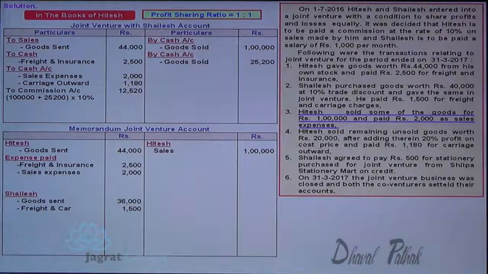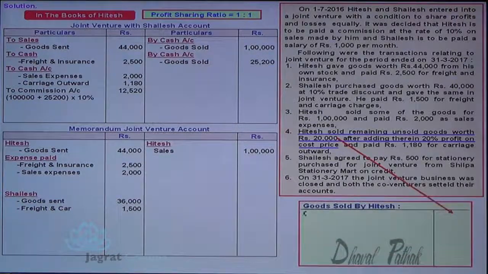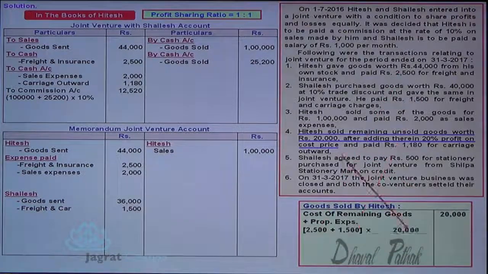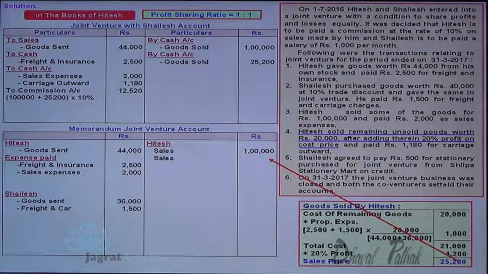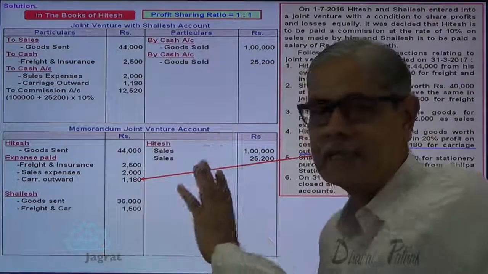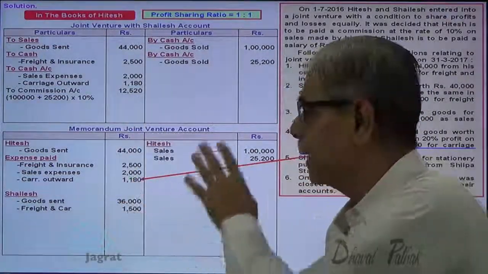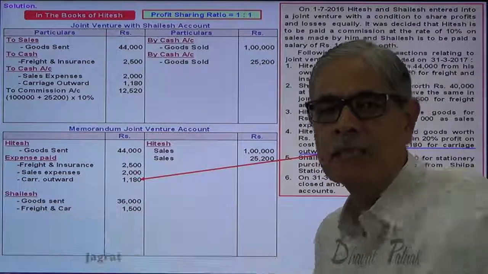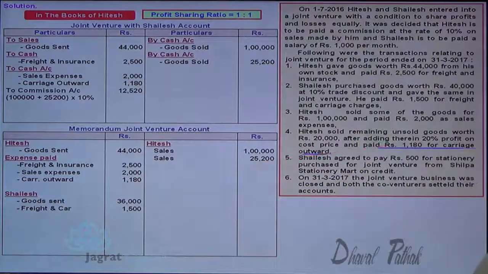Now the remaining stock is sold at a profit of 20%. I have already made a working for this note and explained it to you, so let me proceed further. This is the sales price. So this 25,200, being the sales price, is to be matched against the expenses incurred, so it is recorded on the opposite side. 1,180 expenses are recorded on this side. Purchases and expenses are recorded on this side in the statement, and revenues are recorded on this side. The difference between the two will be the profit.